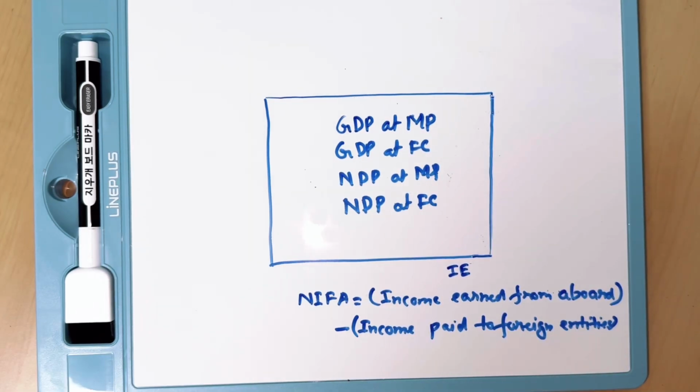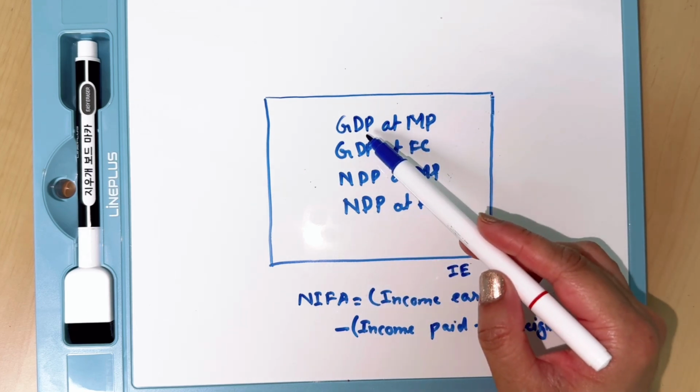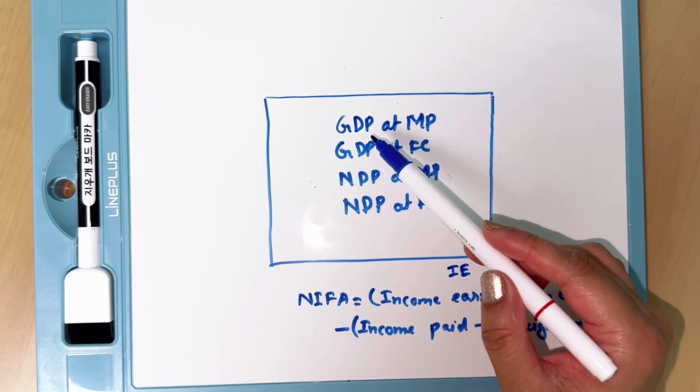Now consider this situation. There are residents of India working and earning income from foreign countries. Again, there are foreigners working and earning in India. How do you incorporate their income in national income calculation? In order to do that, net income from abroad is calculated. How? Net income from abroad is calculated using this formula, which is income earned from abroad minus income paid to foreign entities.